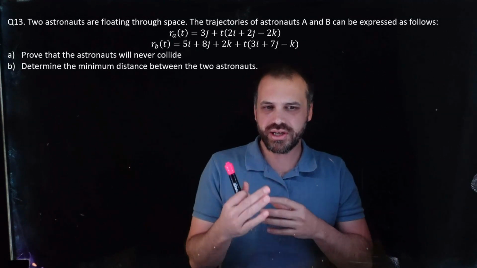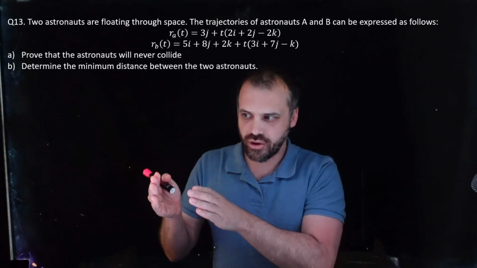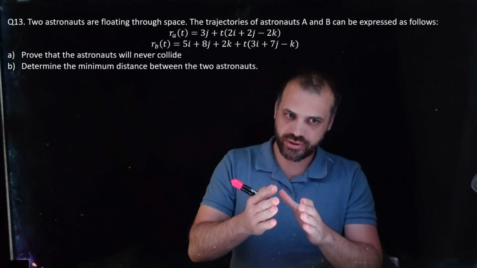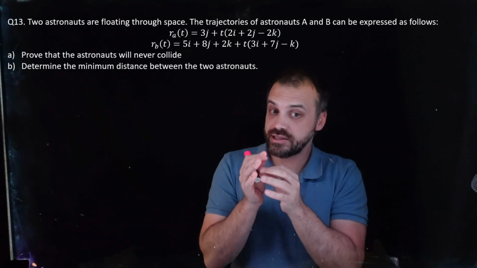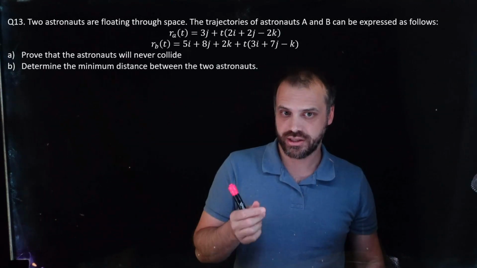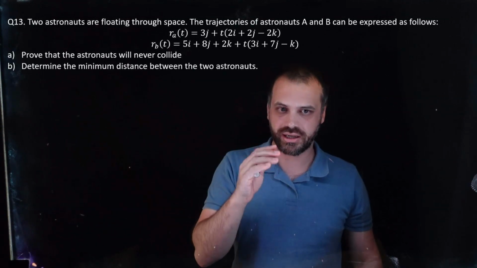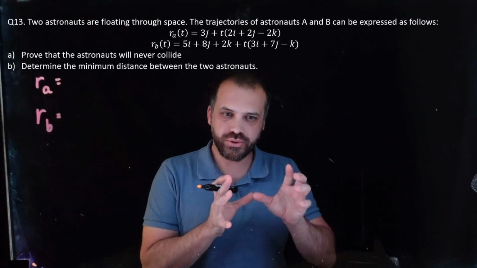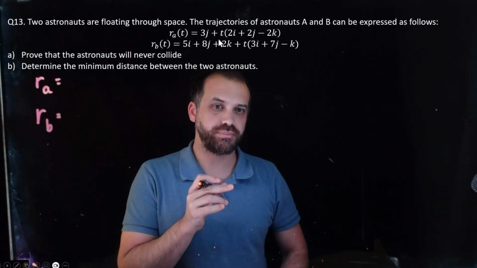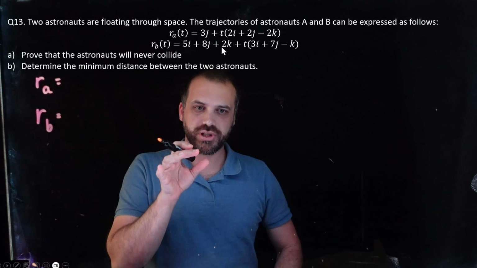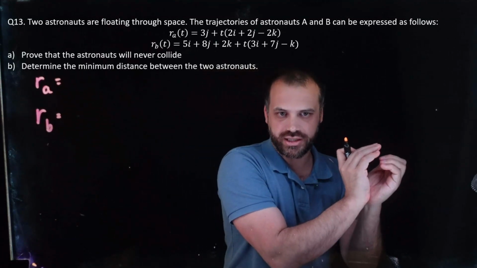Okay, what needs to be happening for the astronauts to collide? Their I components, their J components, and their K components need to be equal at an instant in time. Okay, so let's look at what their I, J, and K components are step by step. Now, when you're doing these kinds of things, often the equation is given as like 3j plus t something. You really want to convert it to all i's, all j's, all k's, right?